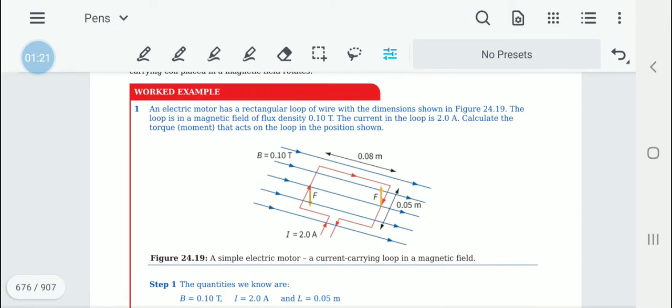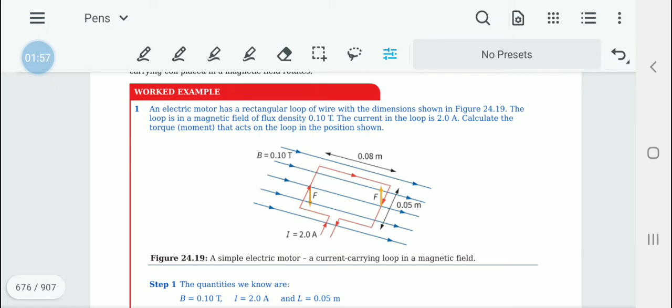So now let's see how this worked example explains these details and how they can ask questions out of this. An electric motor has a rectangular loop of wire with the dimensions shown in figure 24.19. The loop is in a magnetic field of flux density 0.1 Tesla. The current is 2 amperes. Calculate the torque or the moment that acts on the loop in the position shown. So they are asking for the force that would be generated as a result. So let's see how this can be calculated.